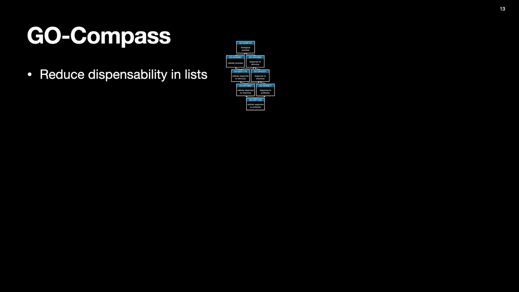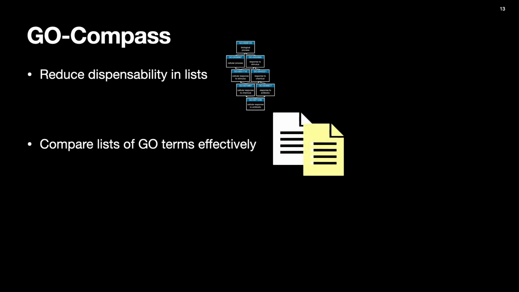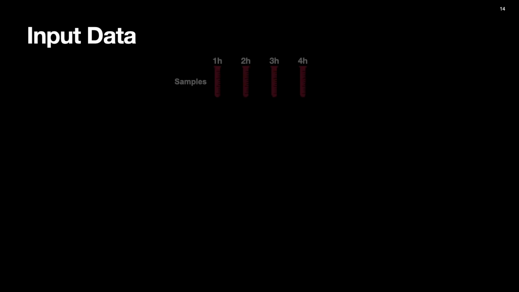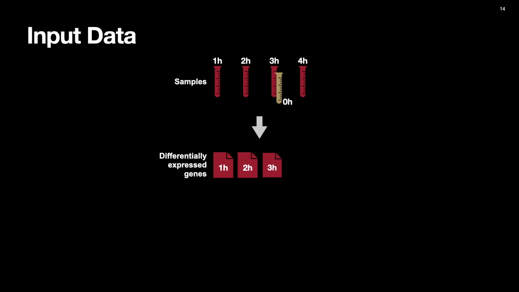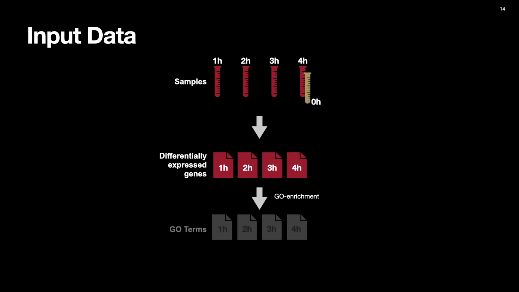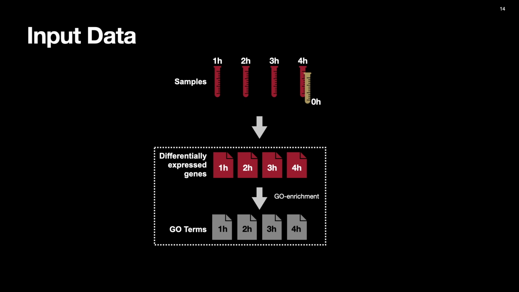This brings us to the actual tool, GoCompass. We had three main goals for the development of GoCompass: reducing the dispensability and therefore the length of the lists with the help of the underlying GO graph, comparing lists effectively in a visualization, and also incorporating gene information in the visualization. GoCompass can take as input either multiple lists of genes that it translates into GO terms using GO enrichment analysis, or it can use GO terms directly.